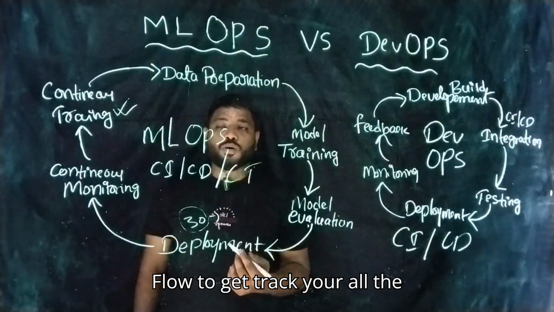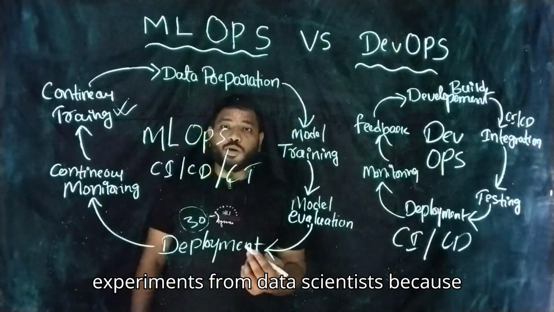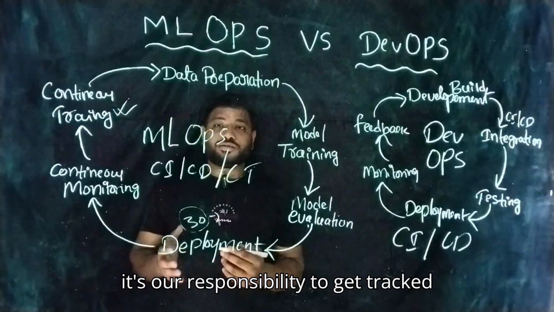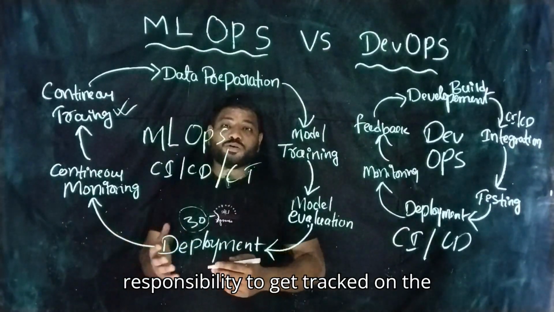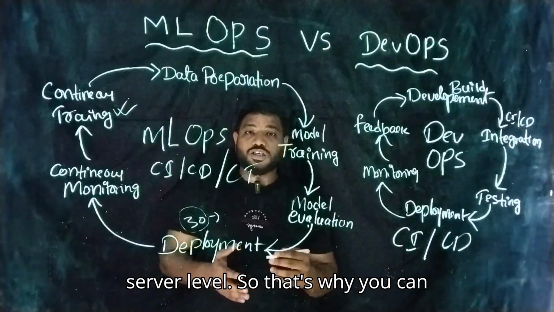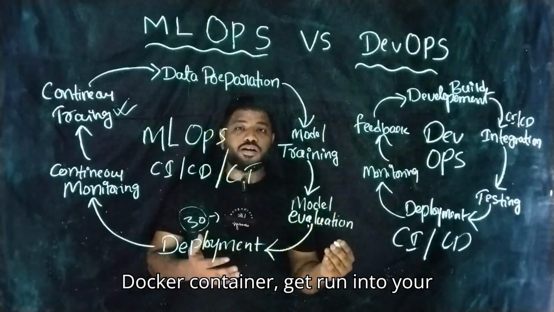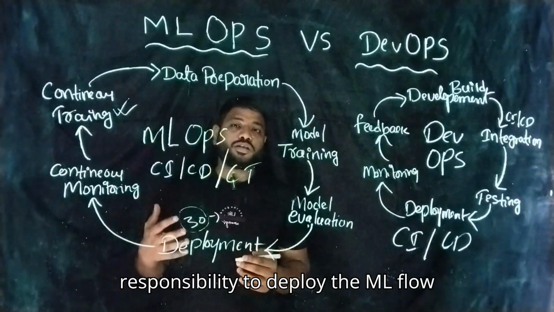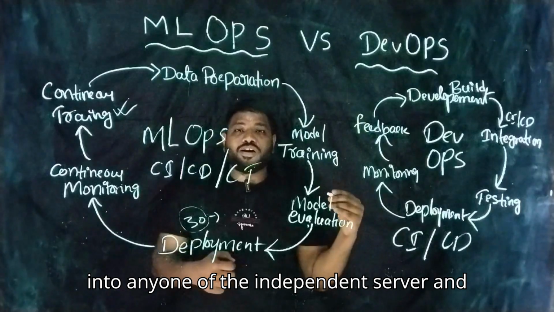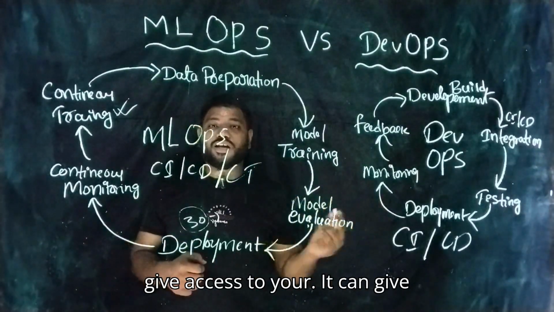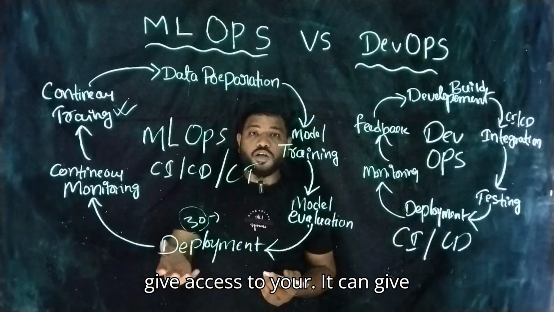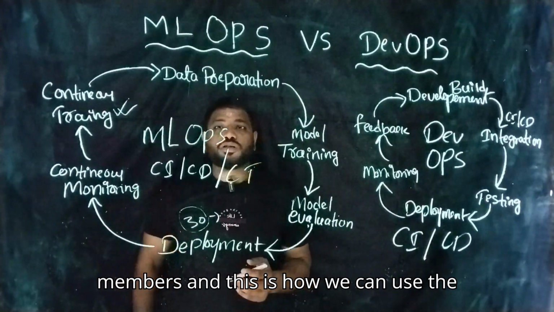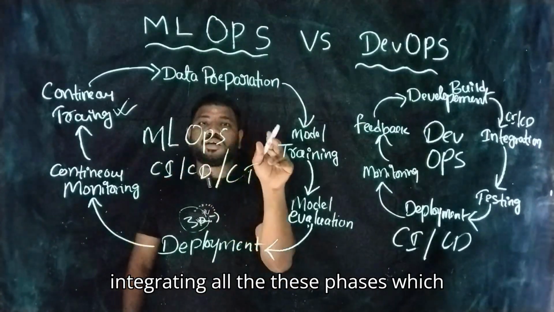MLflow to track all the experiments from data scientists. A data scientist writes the source code on his local laptop, so it's our responsibility to track it not only from his laptop but at the server level. That's why you can deploy MLflow in a Docker container, run it in your Kubernetes cluster, or deploy it on an independent server, and give access to your data scientist fellow members.